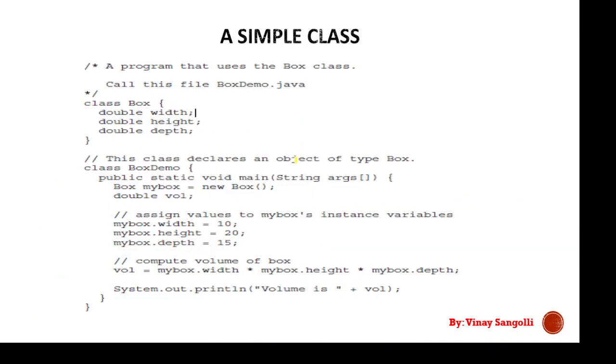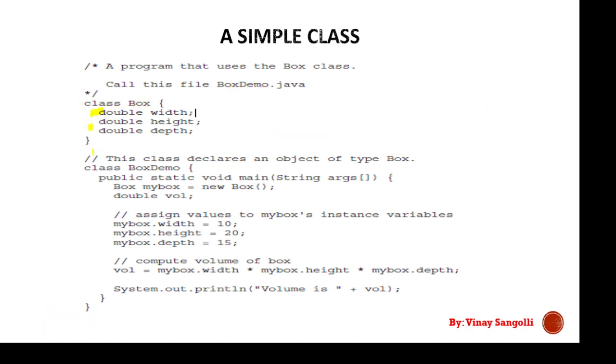To understand this in more detail, we will have a small program called boxdemo.java. If you observe here, friends, in the first line we have used the keyword class, followed by a user-defined word called Box. Inside this Box, we have defined 3 variables. Remember this word: these variables are called instance variables.